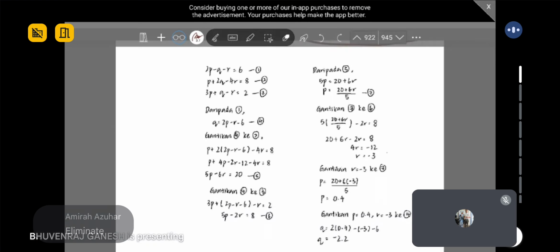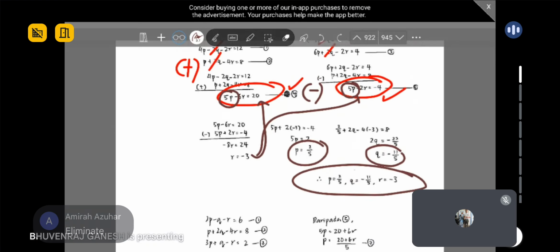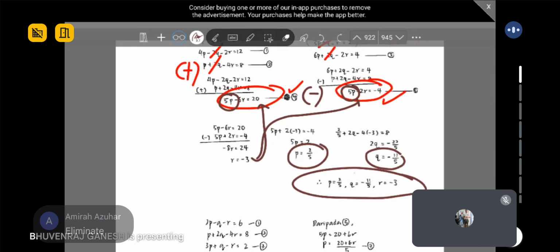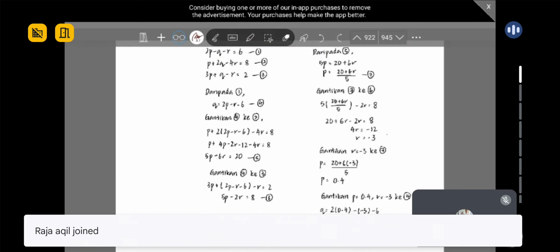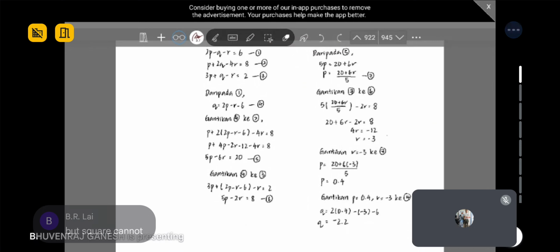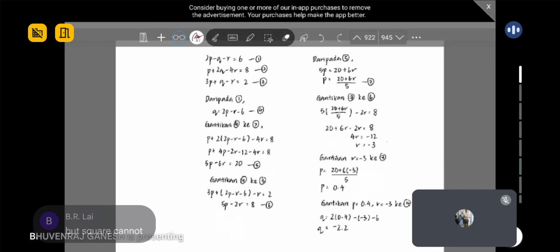Yes. For both methods, the amount of time taken is the same. Masa yang diambil untuk kedua-dua kaedah ni masih sama. So dua-dua pun boleh. But yes, square cannot.